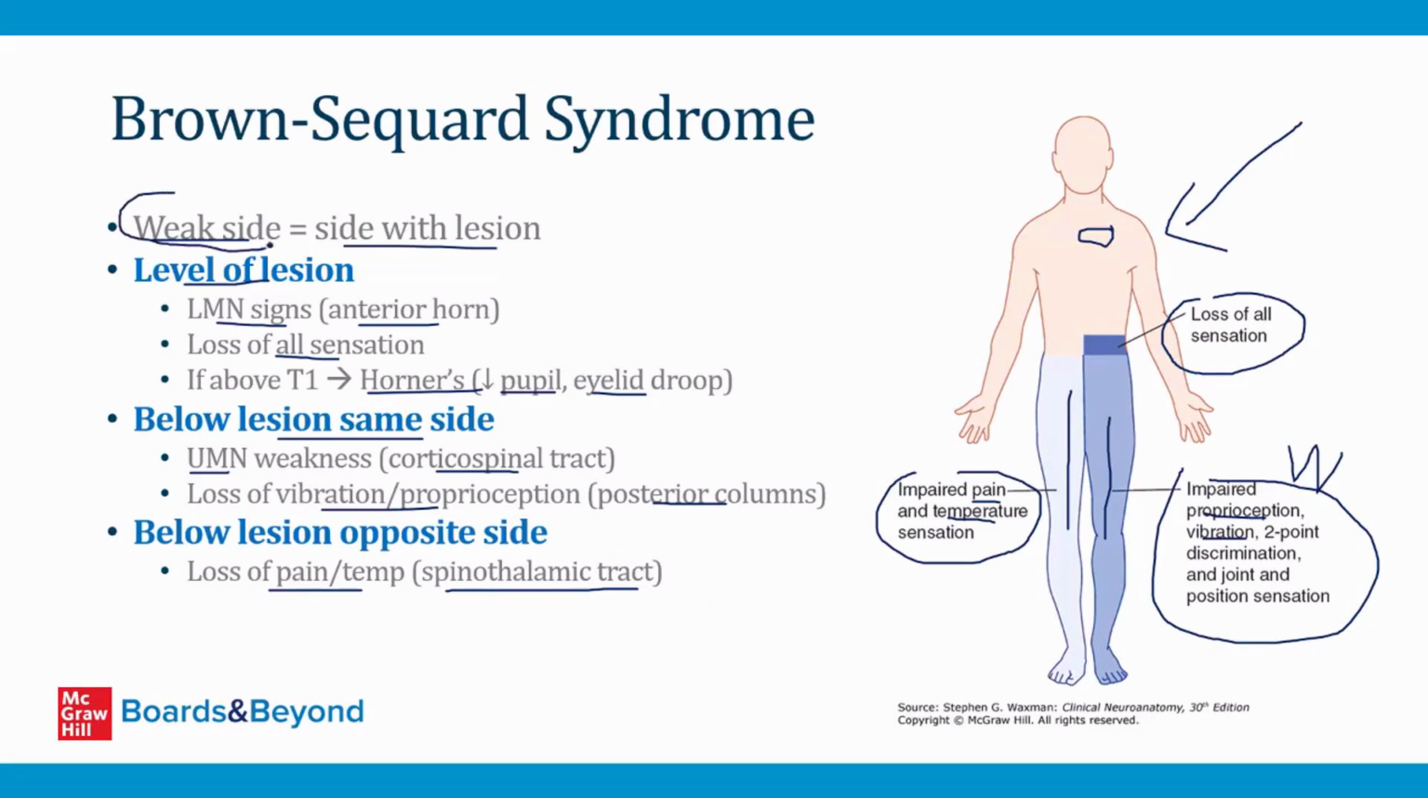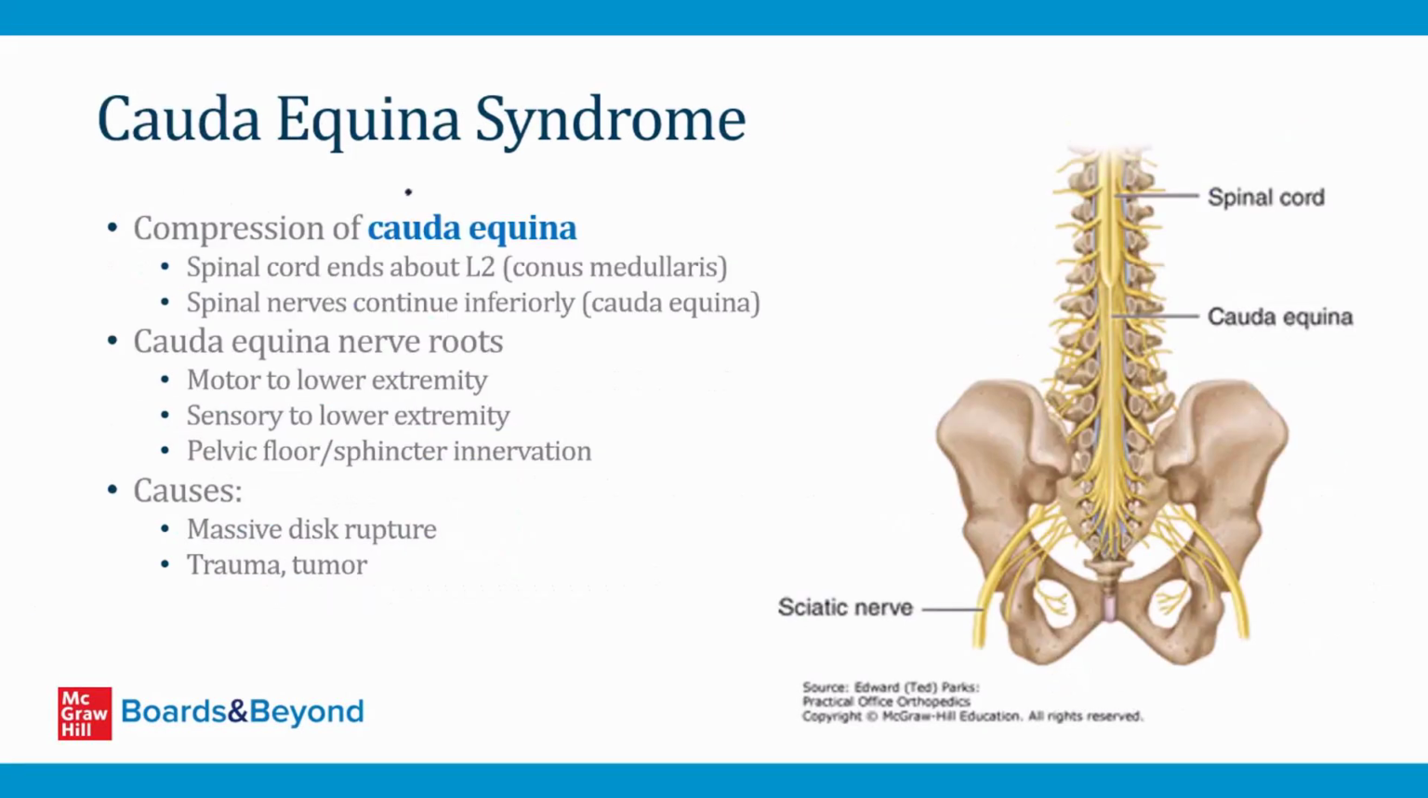The weak side is always the side with the lesion, and the loss of pain and temperature sensation always occurs on the opposite side. Okay, next let's talk about the cauda equina syndrome. And as the name implies, this refers to compression of the cauda equina. So let's talk about what the cauda equina is.